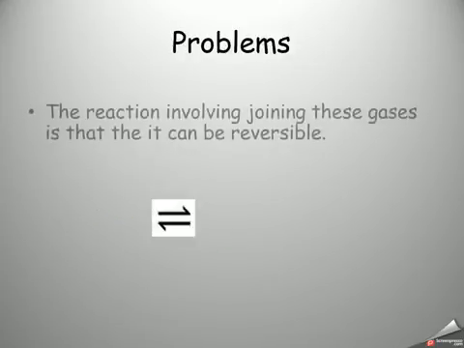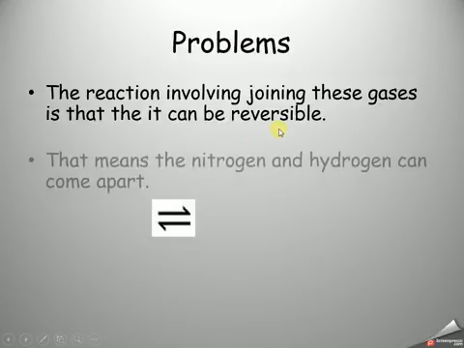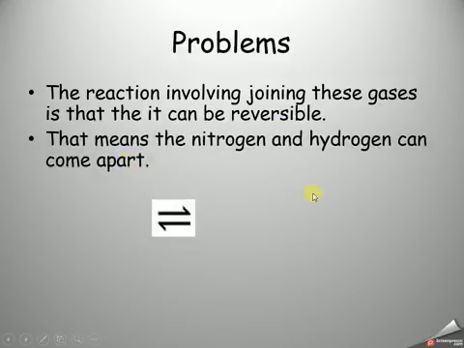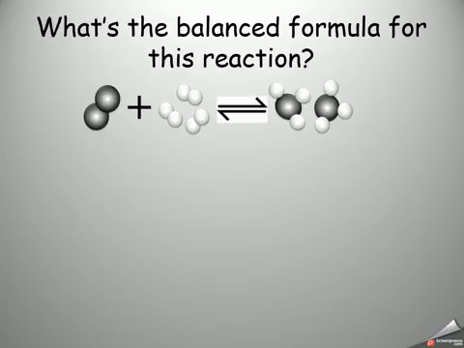Okay, problems. Now, the problem is the reaction is reversible. I think I said irreversible. I meant reversible. That's what the arrow means. It goes in the forward direction and it goes in the backwards direction. So you may get a picture of this and I might ask you what this means. It means reversible. That means that the nitrogen and hydrogen, as soon as we put all the work in to put them together, they come apart again. Not good. It's a reversible reaction, and that's the symbol.